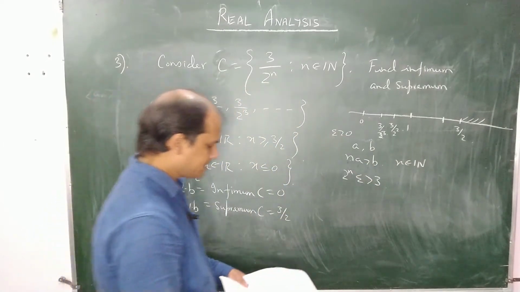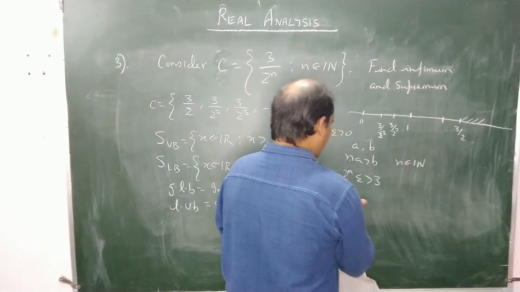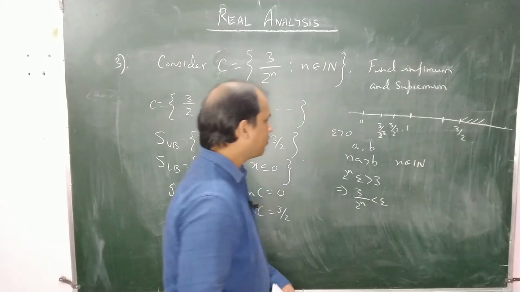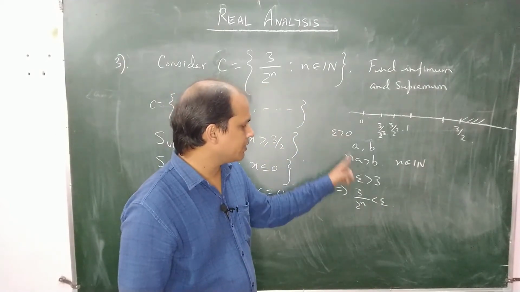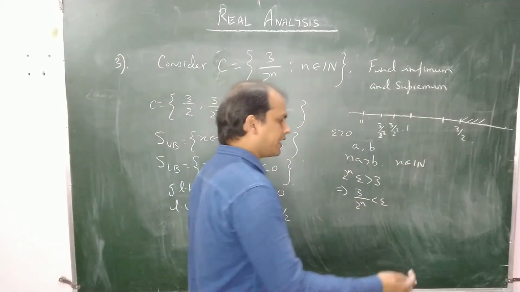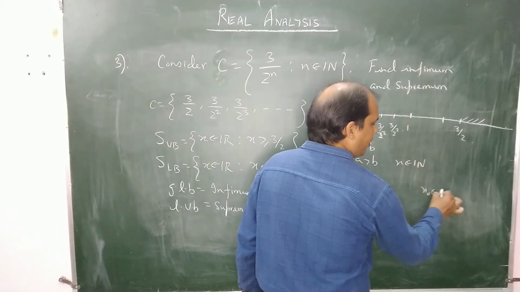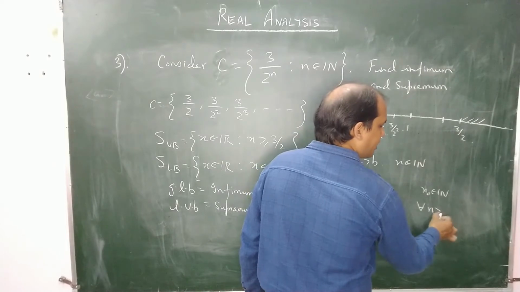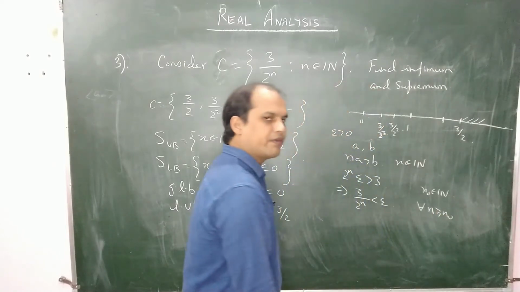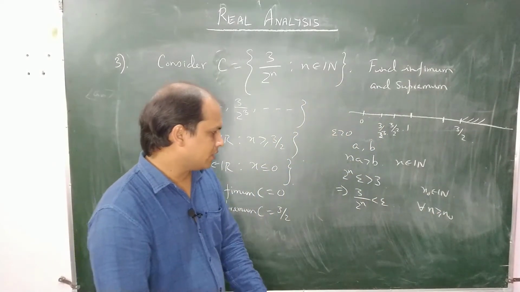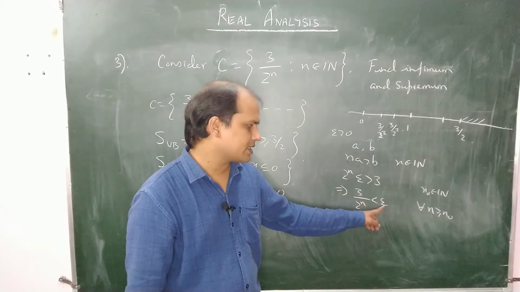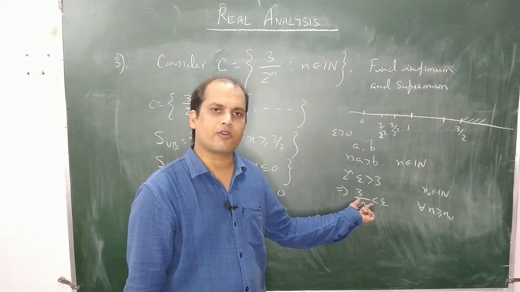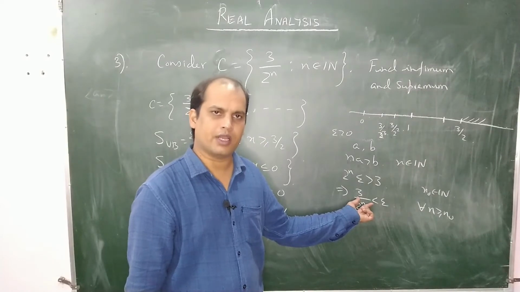So from here I can say that 3 by 2 raised to the power n is less than epsilon. Whatever epsilon greater than 0 is given to us, one can always find some n naught belonging to the natural numbers such that for every n greater than or equal to n naught, 3 by 2 raised to the power n is less than epsilon. This one can always claim from the Archimedean property of real numbers.